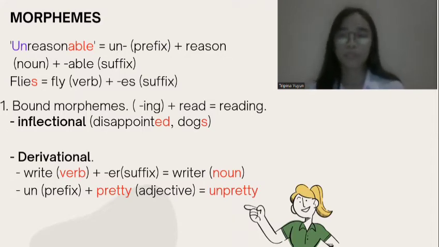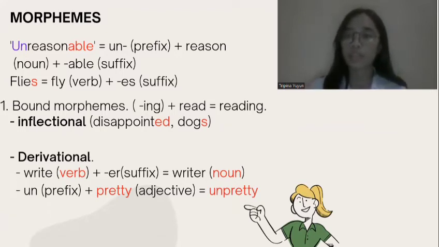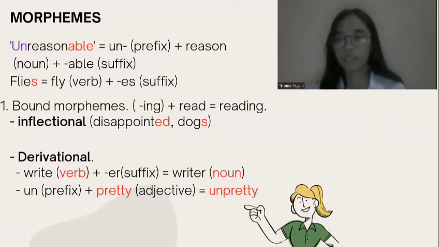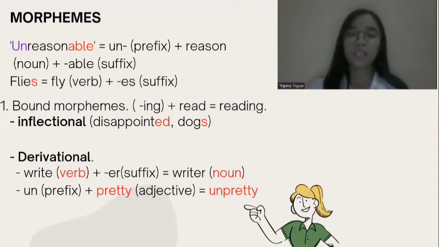Okay, bound morphemes have two parts. The first one is inflectionals. Inflectionals always indicate the grammar function, like the kind of verb and the plurality. You can see in the brackets, the word is disappointed. Please pay attention to the suffix that I already made red. In the word disappointed, the suffix ed there is inflectional because it indicates a different kind of verb. And then in the word dogs, the suffix s there is inflectional because it indicates the plurality.